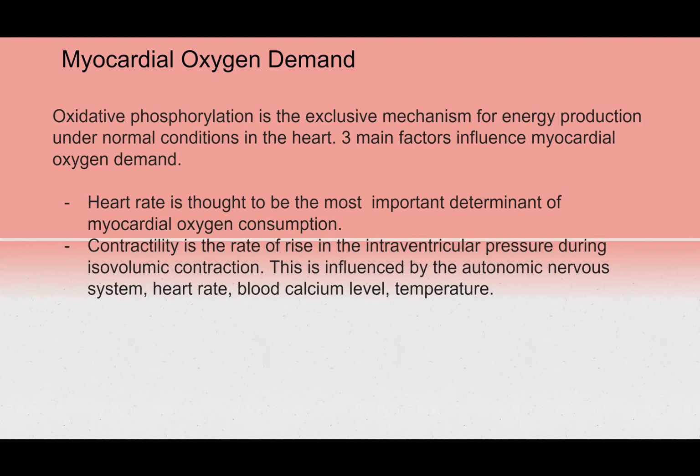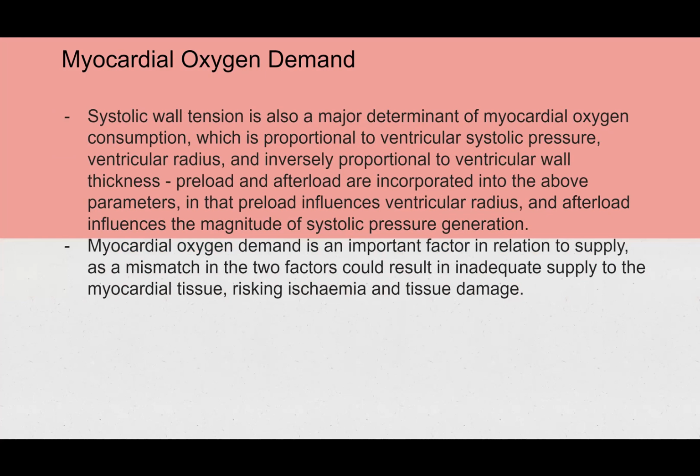Contractility is the rate of rise in intraventricular pressure during isovolumic contraction. This is influenced by the autonomic nervous system, heart rate, blood calcium level, and temperature. Systolic wall tension is also a major determinant in myocardial oxygen consumption, which is proportional to ventricular systolic pressure and ventricular radius, and inversely proportional to ventricular wall thickness.